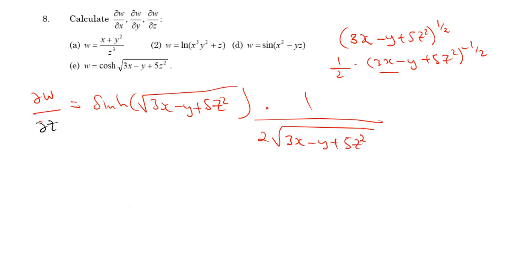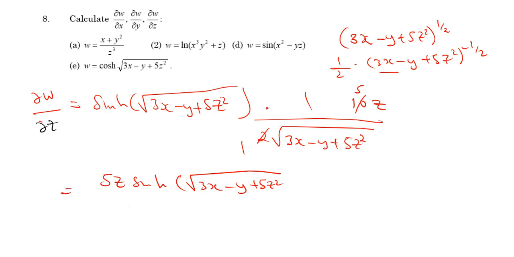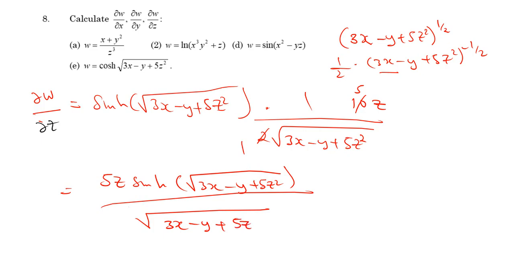Now notice that I have to differentiate this 5z squared. That gives me 10z. I can divide by 2 and I get 5. Writing this nicely, I get 5z sinh of the square root of 3x minus y plus 5z squared, divided by the square root of 3x minus y plus 5z squared. And just like that, this is how I get those partial derivatives.